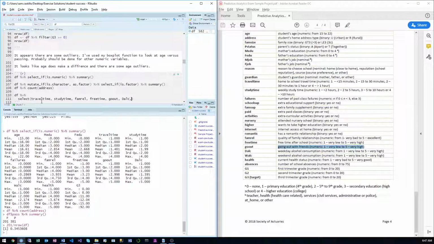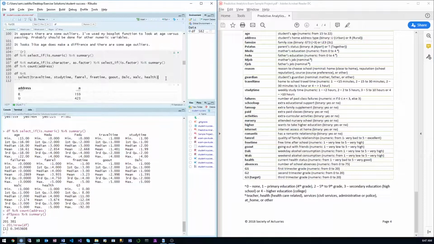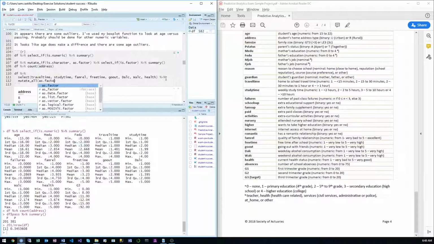Dalc, Walc, health. So what I'm doing is just looking at all of the variables that have a numeric range, like travel time, study time, free time, and so forth. I select these, and then I want to mutate all as factor, and then run a summary.